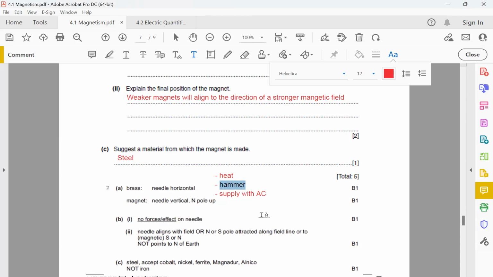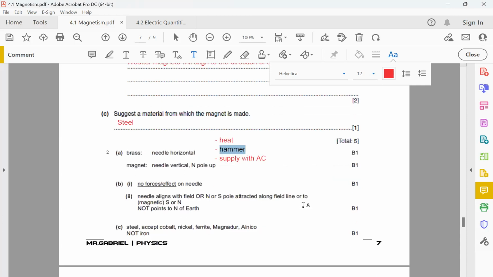I think in reality, there's always going to be more than one factor that could affect whether it will magnetize or demagnetize. But yet again, it's out of the syllabus. You don't need to know this anymore. Okay.